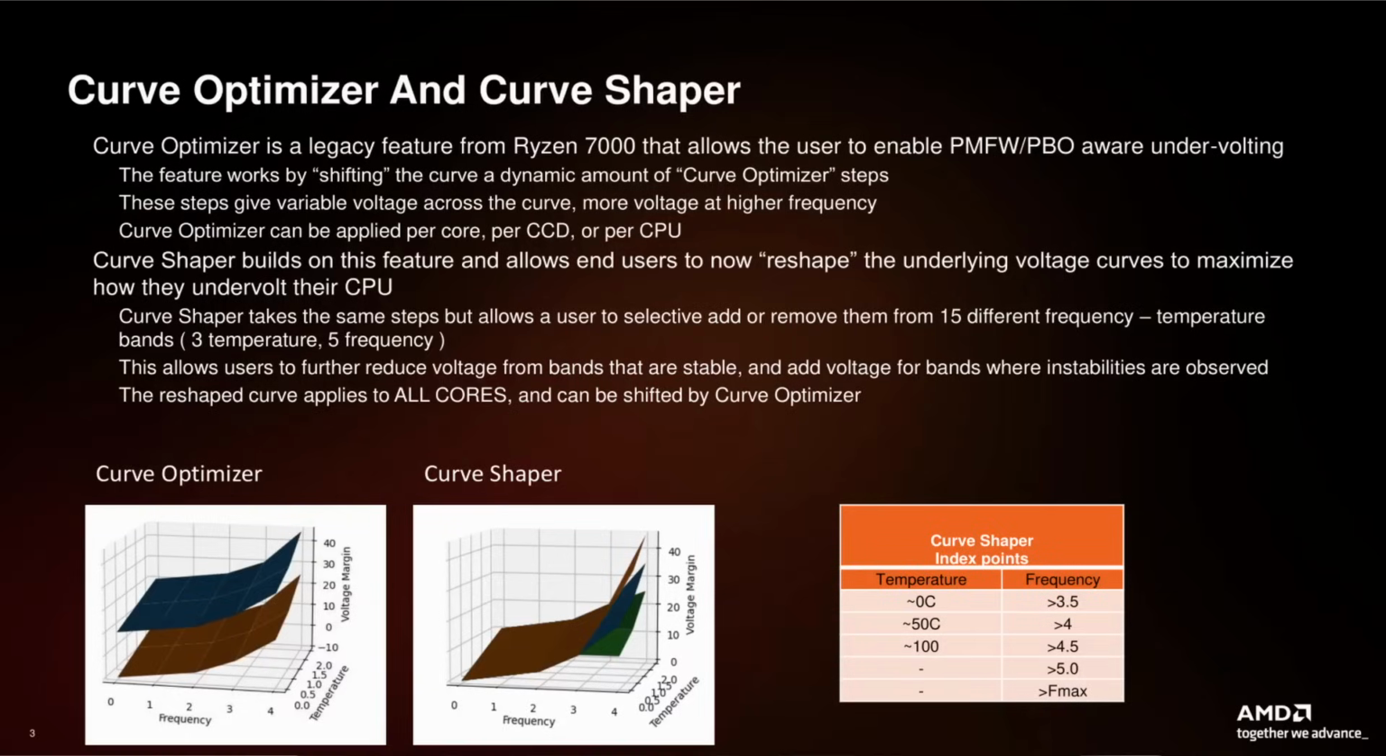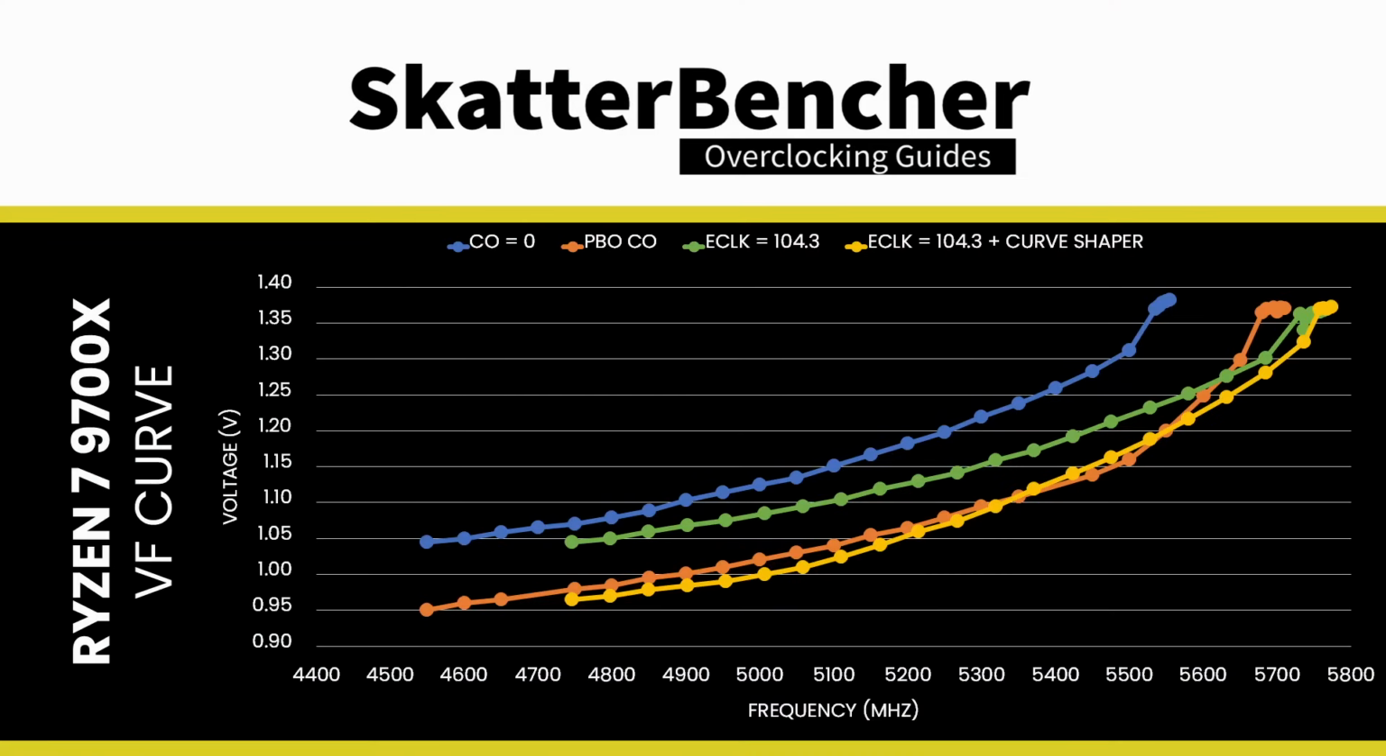Lastly, Curve Shaper is a very useful tool in the Precision Boost Overdrive 2 toolkit. I think it's going to be really useful for Ryzen 9000 overclocking experiences. Basically, Curve Shaper made the asynchronous eCLK strategy viable.